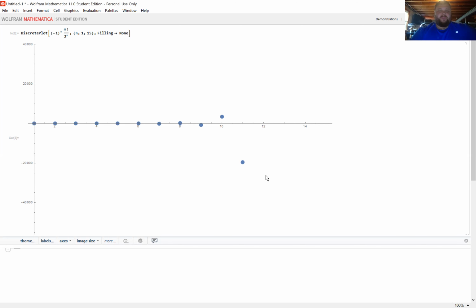Regardless, you should be able to tell that these points are not closing in as we read from left to right. They're spreading apart. So that tells us that instead this is divergent.